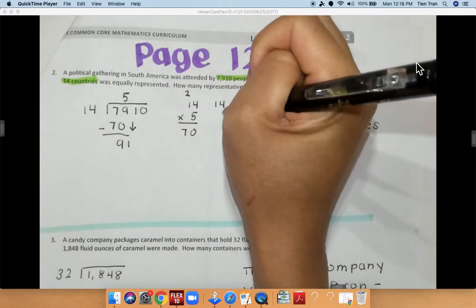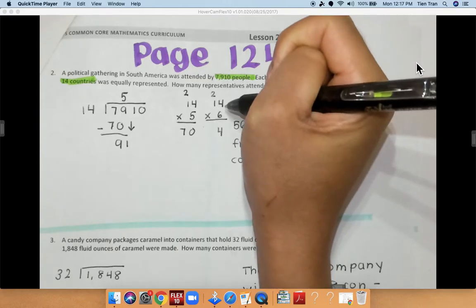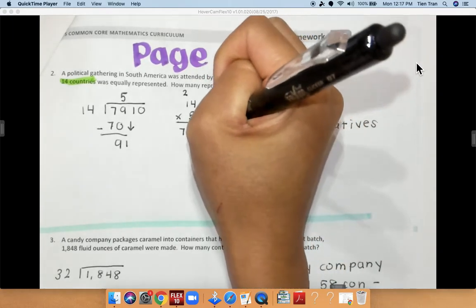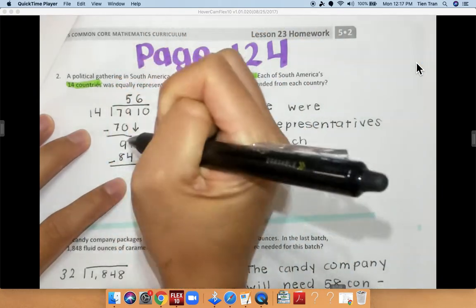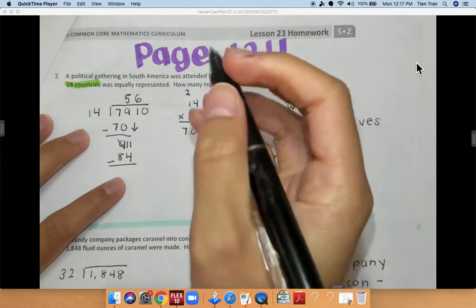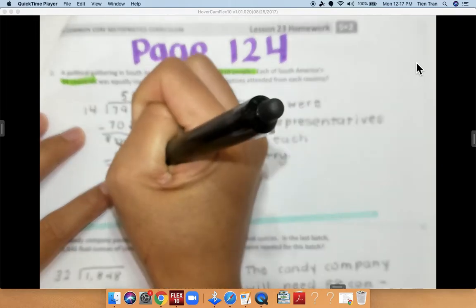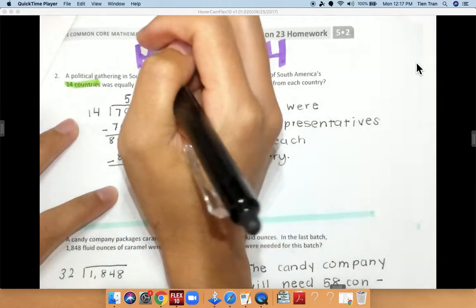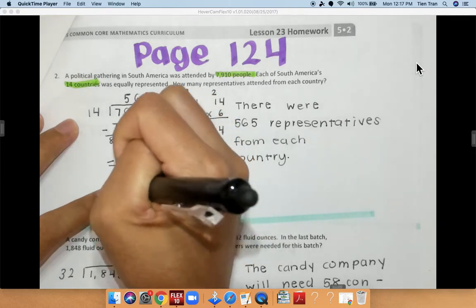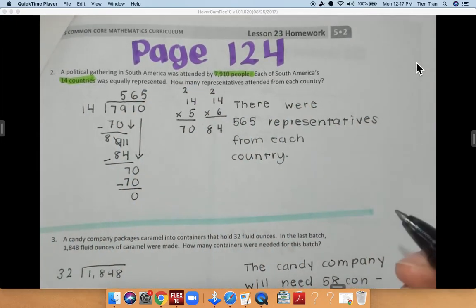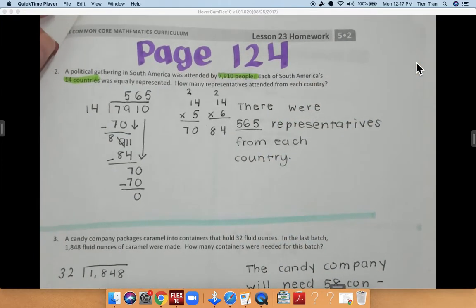I'm going to try 6 and see if that's close. 4 times 6 is equal to 24. 6 times 1 is 6, plus 2 is equal to 8. So I get 84, and I'm going to write down 6. Now I'm going to subtract. 11 minus 4 is equal to 7. 8 minus 8 is equal to 0. Bring down my 0. 14 can go into 70 5 times, because we figured out here 14 times 5 is 70. Now I'm going to subtract. 70 minus 70 is equal to 0. So that means that 565 representatives from each country were represented.